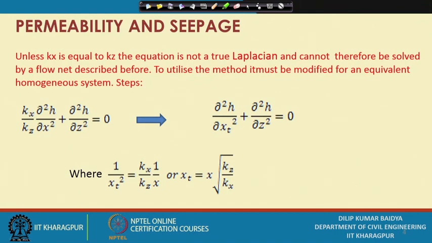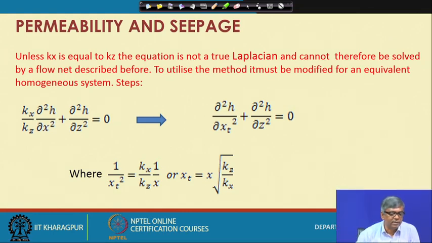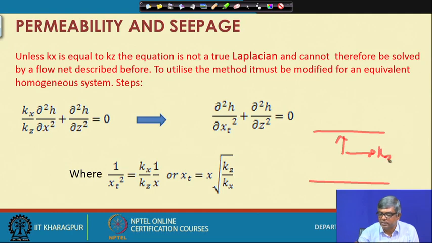Now, as I have mentioned, unless k x is equal to k z, the equation is not a true Laplacian equation and cannot therefore be solved by a flow net as described before. To utilize the method, it must be modified for an equivalent homogeneous system. That means when k x and k y are different, and suppose this is the soil mass, this is k x and this is k z, if they are different, then I cannot apply that.